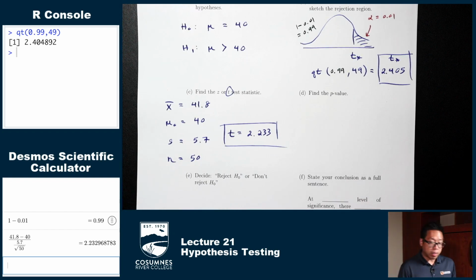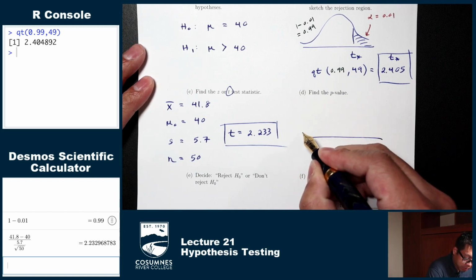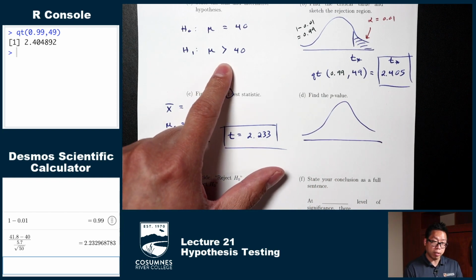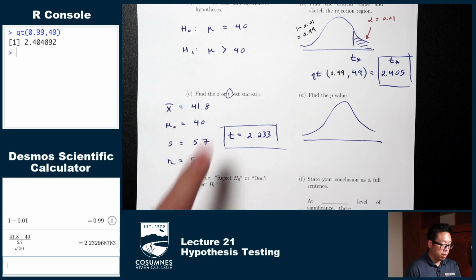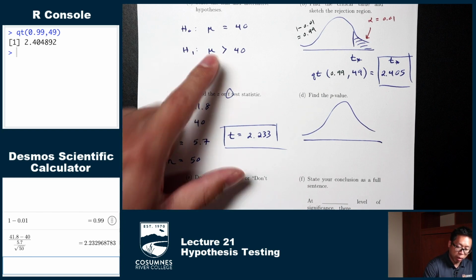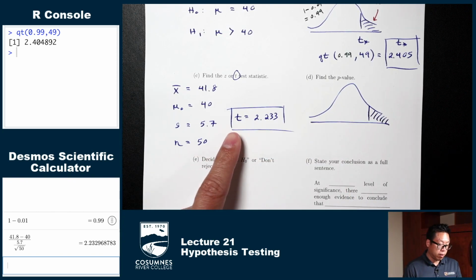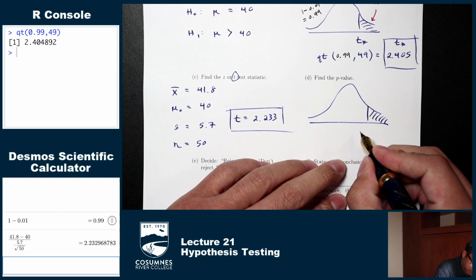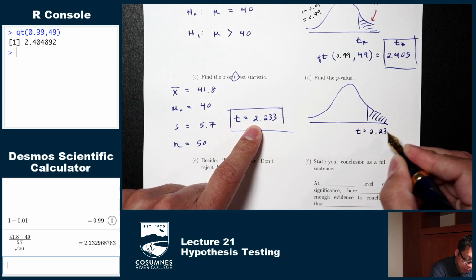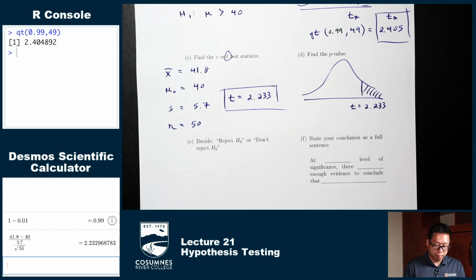Part D, find a p-value. So for the p-value, we're going to draw the same picture as in part B. Still it will be shaded to the right because we're talking about greater than here. If it were less than, it would be to the left. If it were not equals, it would be two tails. Because it's greater than, this will be to the right. Put your test statistic that you found in part C on the picture. So our test statistic is 2.233.